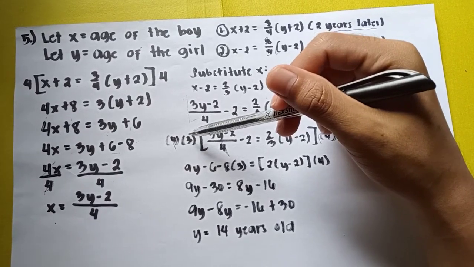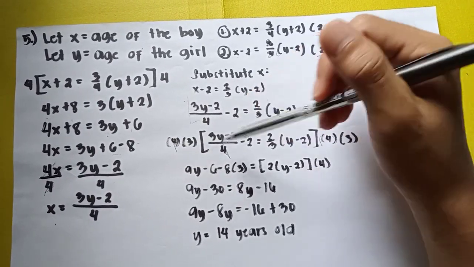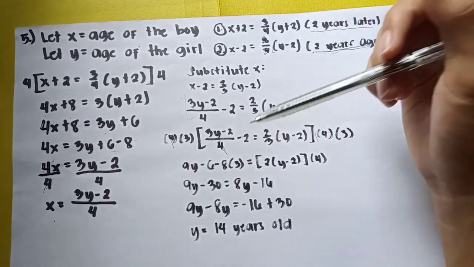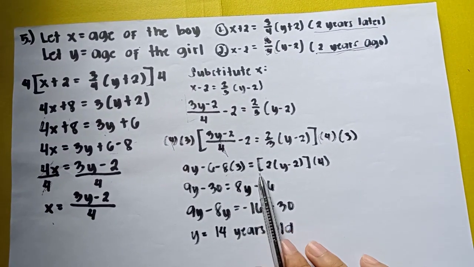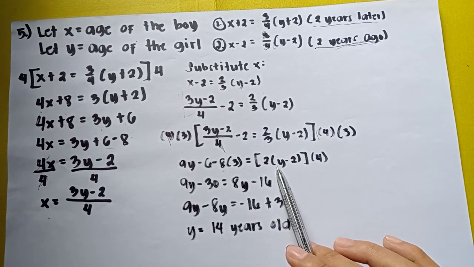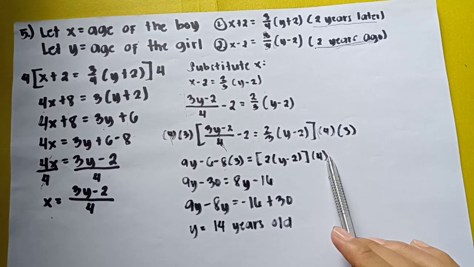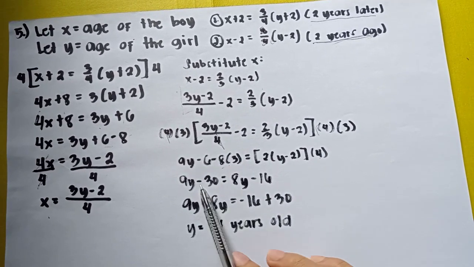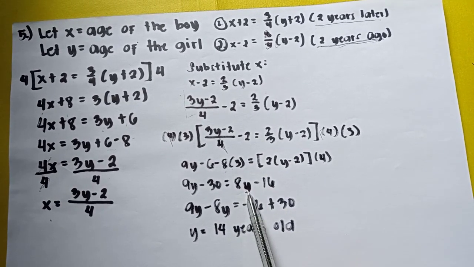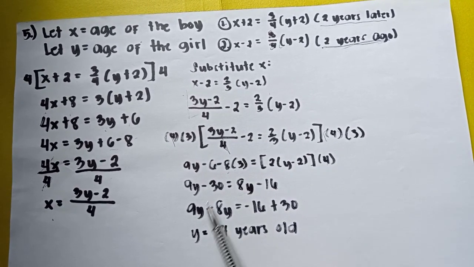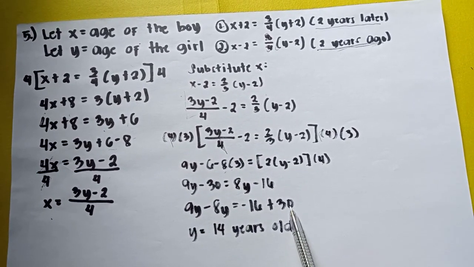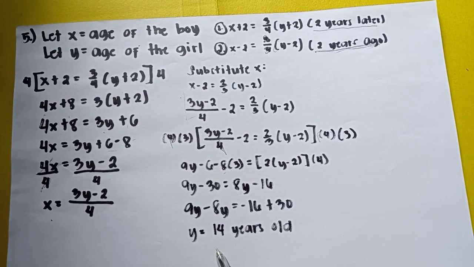And then 4 times 2 is 8, times 3 equals, just copy 2 times Y minus 2 and then multiply it by 4. 9Y minus 30 equals 8Y minus 16. Then transpose 8Y to the left side. So 9Y minus 8Y equals negative 16 plus 30. Y is 14 years old.